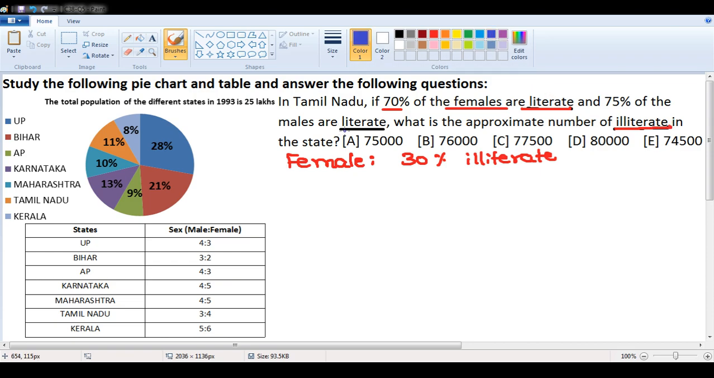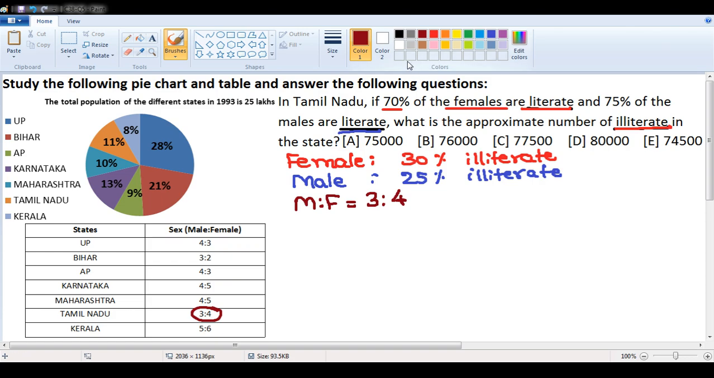Similarly, 75% of males are literate. The remaining 25% of males are nothing but illiterate. Remaining 25% of males are illiterate. Now, first of all, they are talking about which state? Tamil Nadu. So in Tamil Nadu, the male and female ratio is 3:4. Male and female ratio is given in Tamil Nadu as 3:4. Now, can I say that male and female is 3:4? That means that, now listen to this carefully, sir.